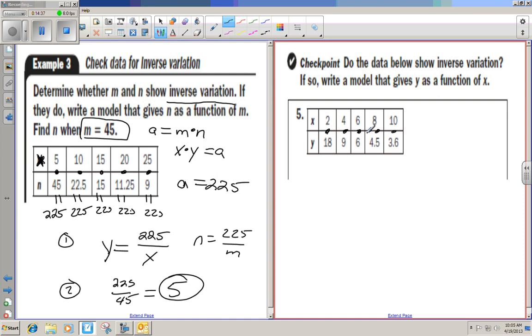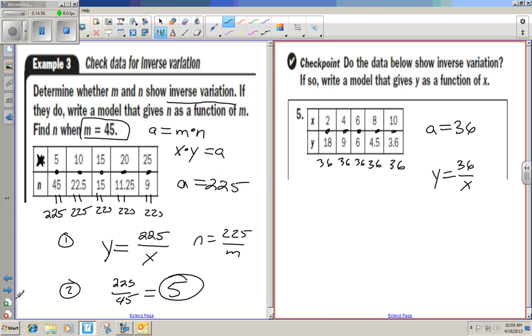When you multiply them all together, each one multiplied should become 36. So now, not only do you know it's an inverse variation, you know that A is 36. And your equation should only take a few seconds more.